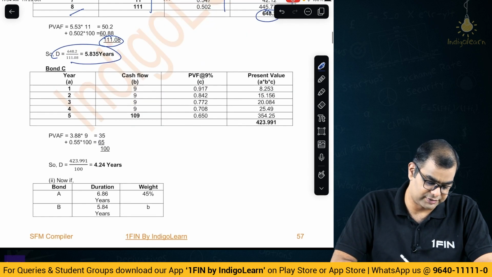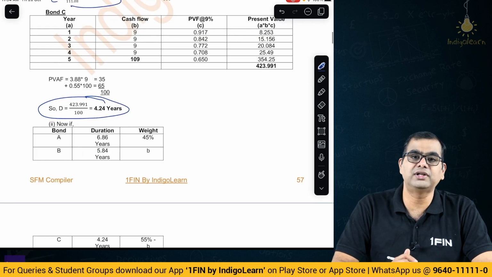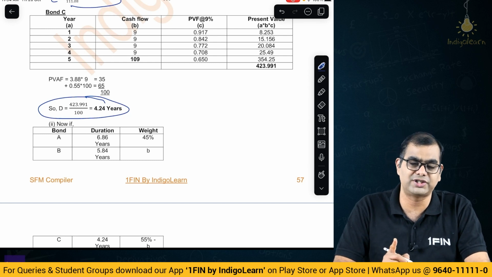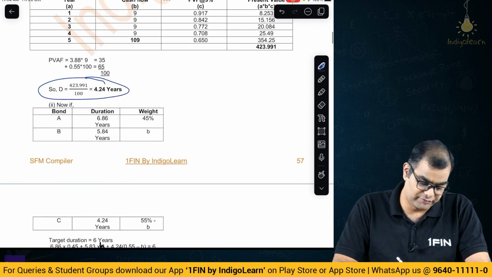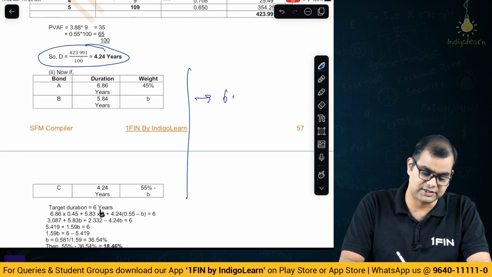And same way for bond C, you get duration as 4.28. Now coming to the next part of the question. What is the next part of the question? They have said that the portfolio has to be immunized, which is the liability is 6 years. So the portfolio duration of these three put together should also be 6.